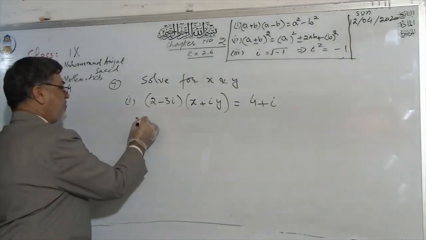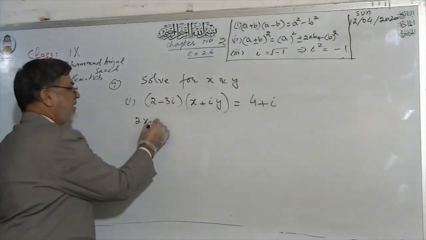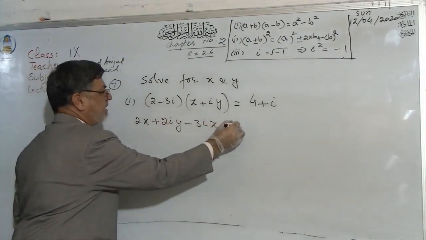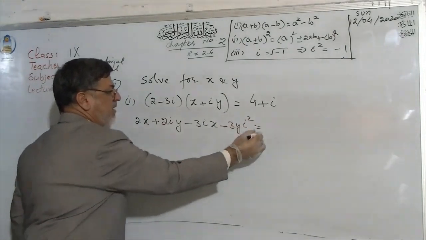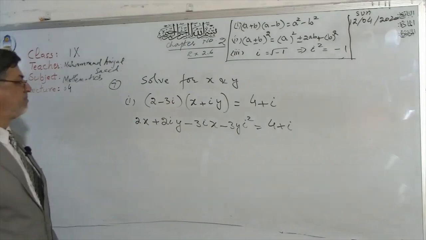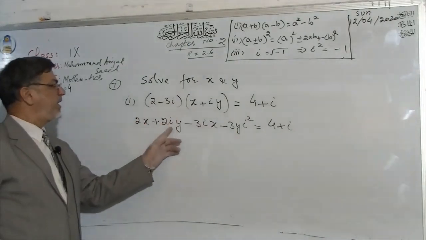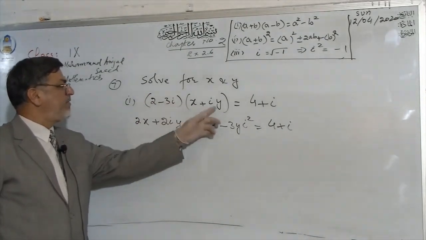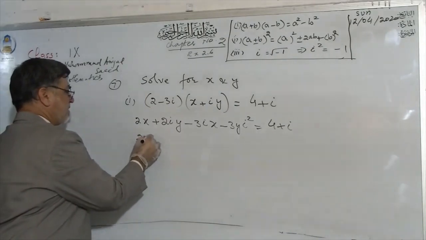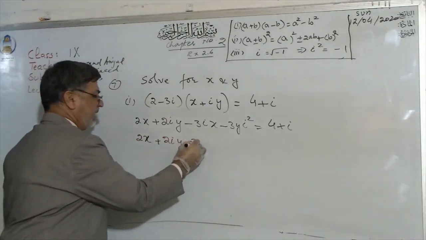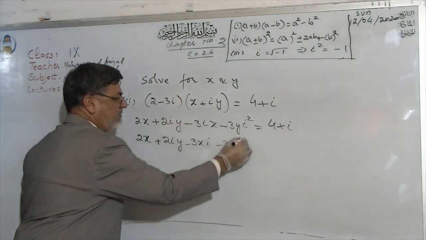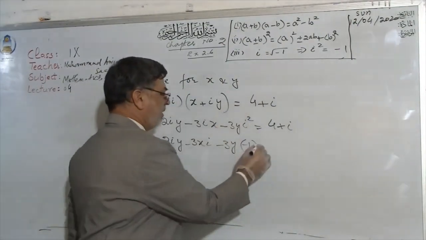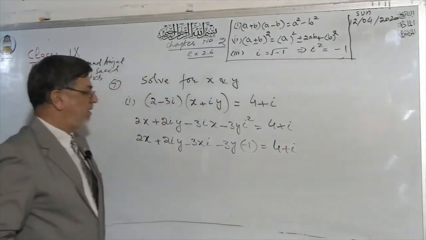From the left hand side, this multiplied gives 2x plus 2 iota y minus 3 iota x minus 3y iota square, equal to 4 plus iota. So 2x plus 2 iota y, plus minus minus 3x iota, and plus minus minus 3y iota square. 2x plus 2 iota y minus 3x iota minus 3y, and the value of iota square is minus 1. We are applying that value continuously. I hope that you memorize this.